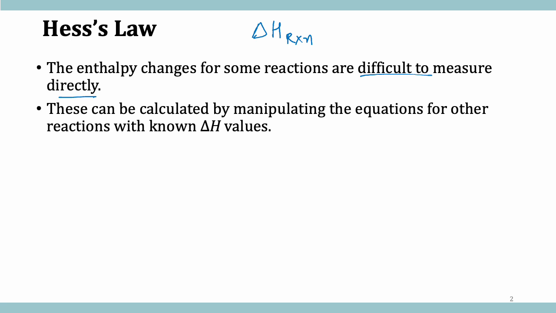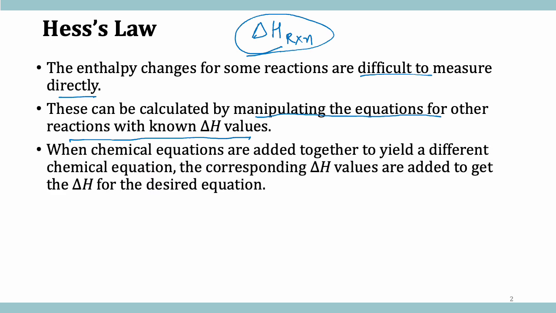These can be calculated by manipulating the equations for other reactions with their known delta H values. So instead of doing this particular reaction directly in a calorimeter, we manipulate some other equations and use their delta H value to find delta H for our reaction of interest. For example, when chemical equations are added together to yield a different chemical equation, the corresponding delta H values are also added to get the delta H for the desired equation.